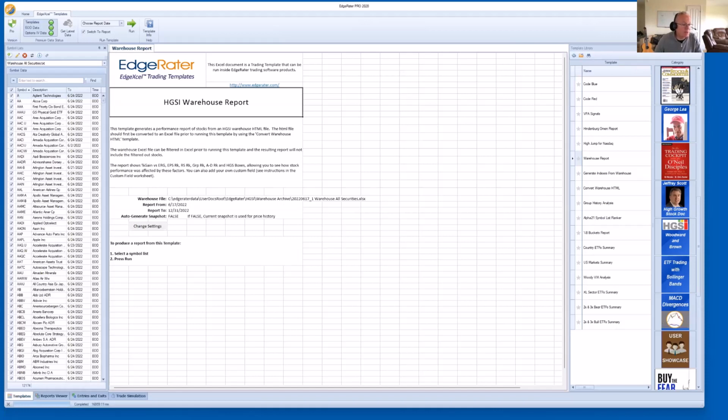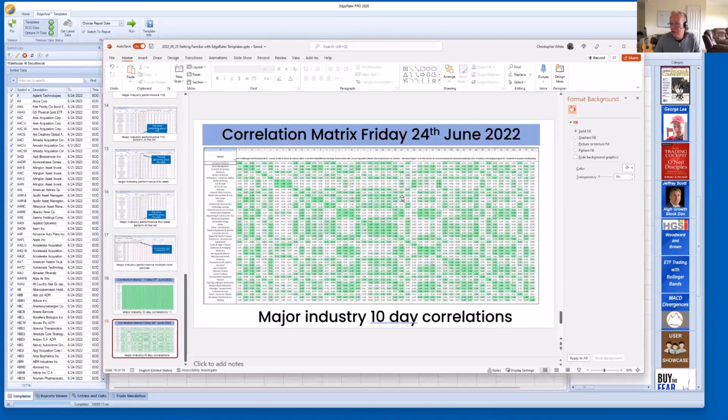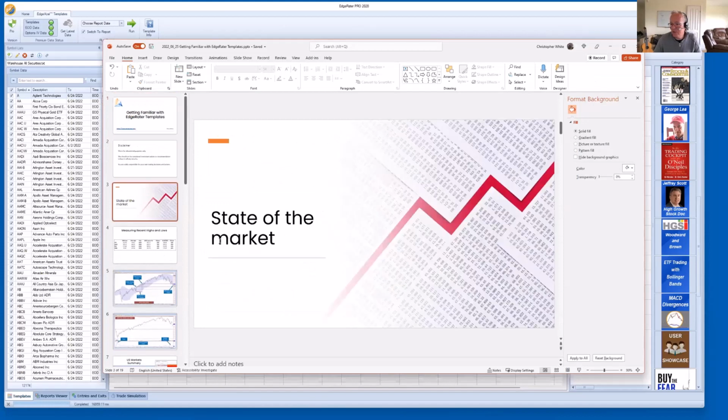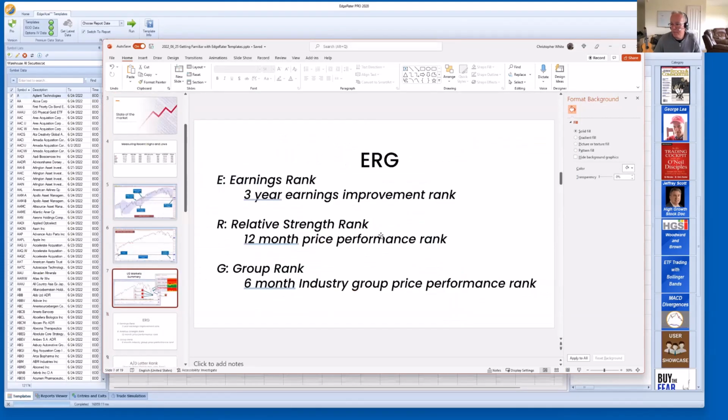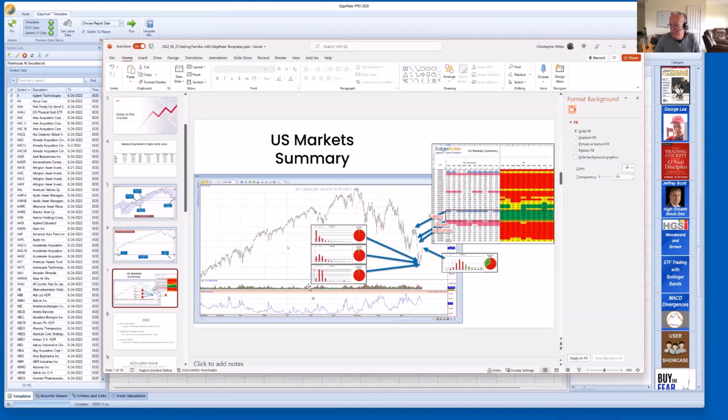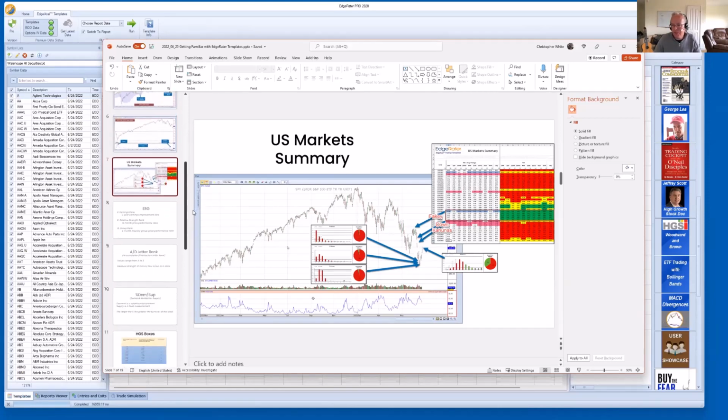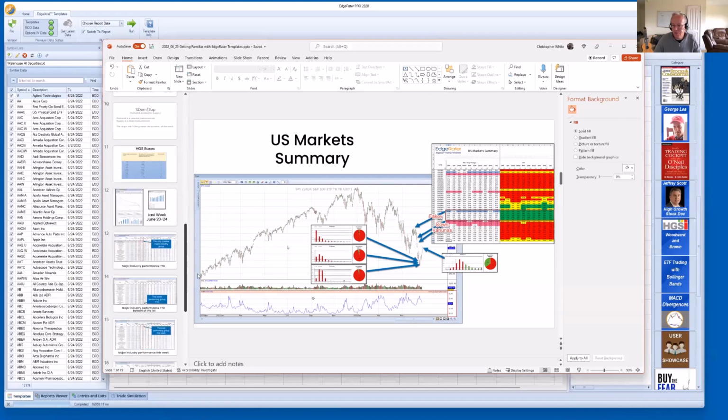Do you need to subscribe to HDSI to get those templates to work? Some of them are templates that require HDSI. The only templates you need HDSI for would be this US market summary. You don't really need it for the %B buckets because you can run that on any group or any list that you have, but we tend to run it on the HDSI list of S&P 1500 stocks.